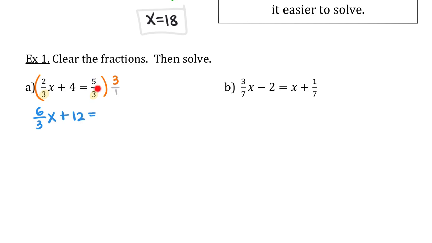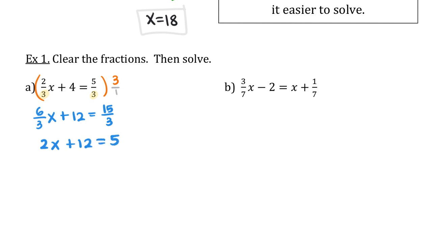And then I need to do 5 over 3 times 3 over 1, which again, if you do it in your head, I'm okay with it. I'm going to show the middle step. I'm going to multiply the numerators. 5 times 3 is 15. And then on the bottom, 3 times 1 is 3. Now this does not look better yet. However, the fraction should simplify and then it will look better. So for the first term, 6 divided by 3 is 2x. I'm going to bring down the plus 12 equals 15 divided by 3 is 5.